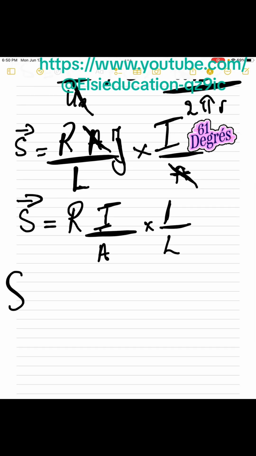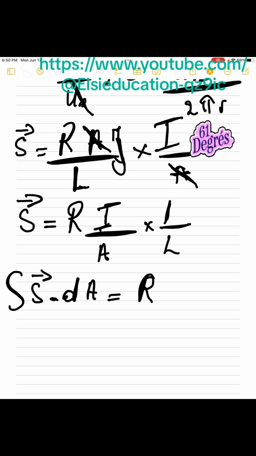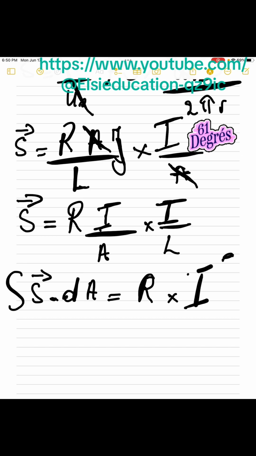And if you integrate the Poynting vector, we're going to have the derivative of the area equal to the resistance multiplied by the current squared.